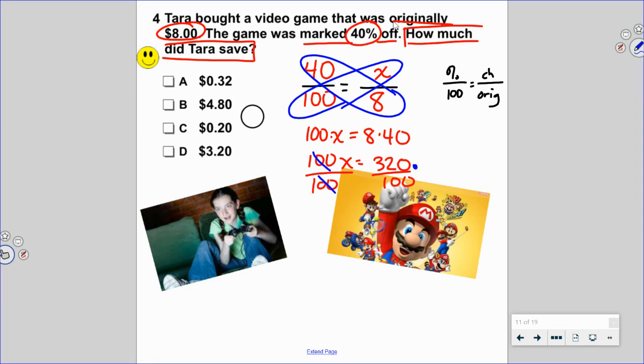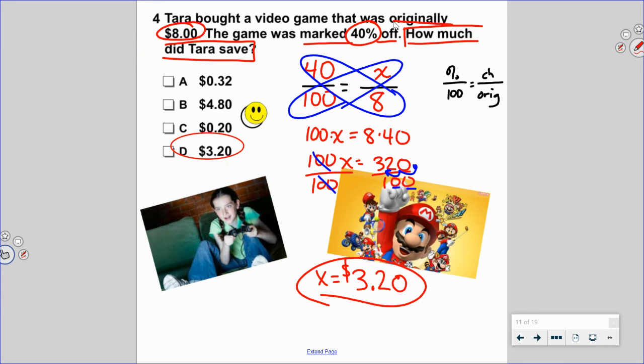Don't forget, anytime you're dividing by a power of 10, you can move the decimal point however many zeros whatever power of 10 it is. And so you'll find that x ends up being 3 and 2/10, or since the question is asking how much money was saved, $3.20.